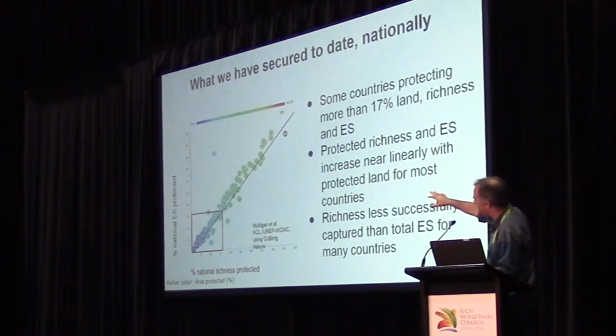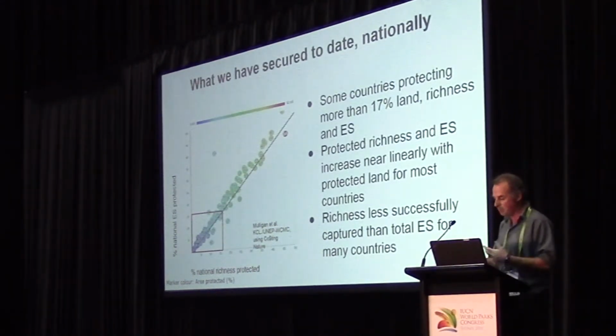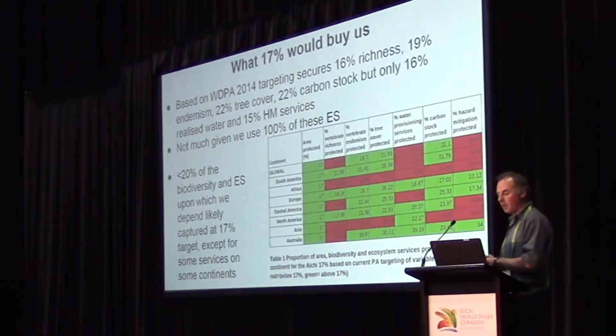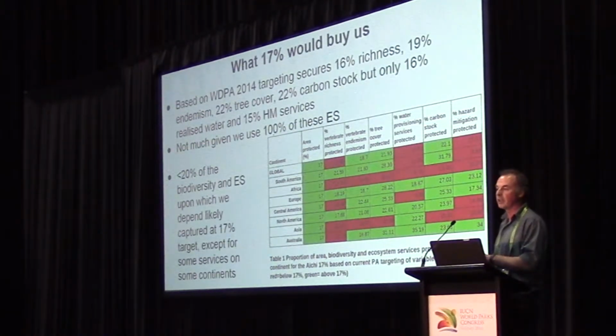There are differences from country to country in what you capture, depending on where you put your protected areas, relative to socioeconomic and biophysical conditions, but that's the reality. What would 17% buy us? In short, not much more than we've already got.